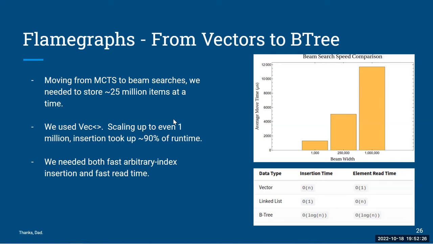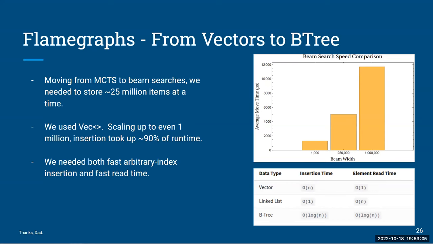So the other thing that flame graphs alerted us to was when we were fundamentally using the wrong kinds of structures. When we moved from MCTS to Beam Search, we needed, long story short, to be able to store about 25 million items in a single structure of some kind. We initially used vectors, the Vec structure. We needed to be able to insert into arbitrary spots in this structure, and we needed the structure to be sorted. So we used Vec on small beams. This worked fine. On large beams, this had a huge increase.